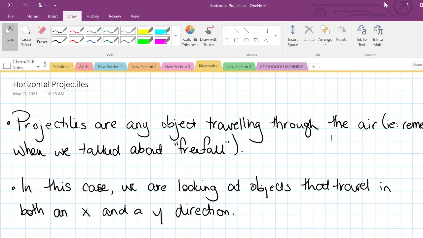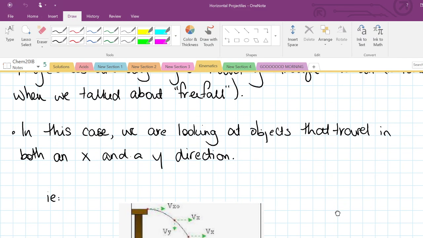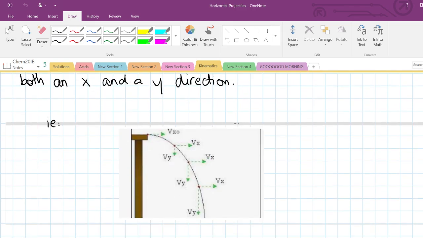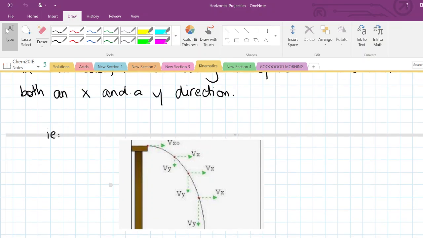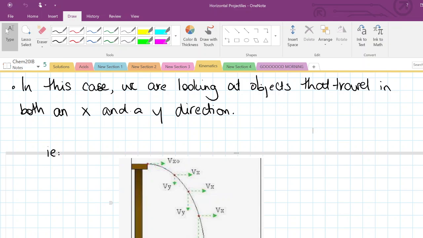When we look at horizontal projectiles, and I've got an image here for you, that would be something that rolls off a table and falls toward the ground in this general trajectory, right? So you can see that a horizontal projectile is going to have movement in the x direction and in the y direction. As a result, it's going to have an overall velocity, but it's going to have an x and a y component to the velocity as well.